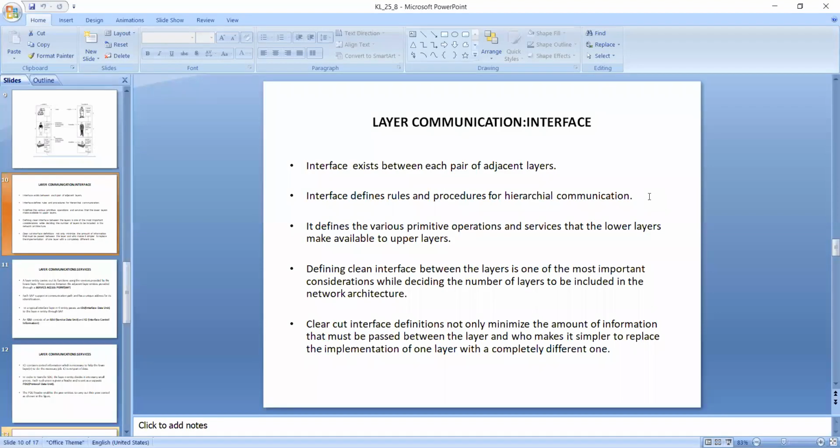Once the clean interface is defined, then it is very easy to decide how many layers are to be included in a network architecture. If we know the function of layer 1, then how many layers we can include in the network architecture is clear. For example, if we want to conduct some function, we request flower decoration, we appoint one person to bring flowers. If you want to arrange a dinner for 500 members, what do we do? We appoint one person to bring groceries. We appoint one person to bring vegetables. If it is a non-veg dinner, then we appoint one person to bring non-veg. So we require four different persons.